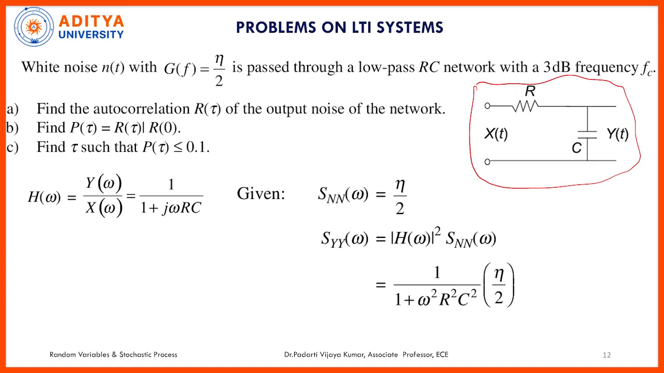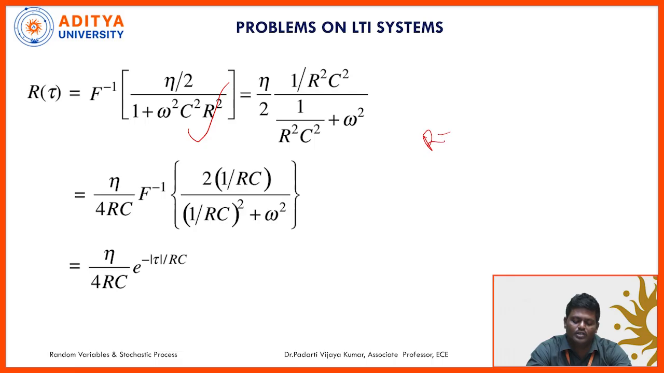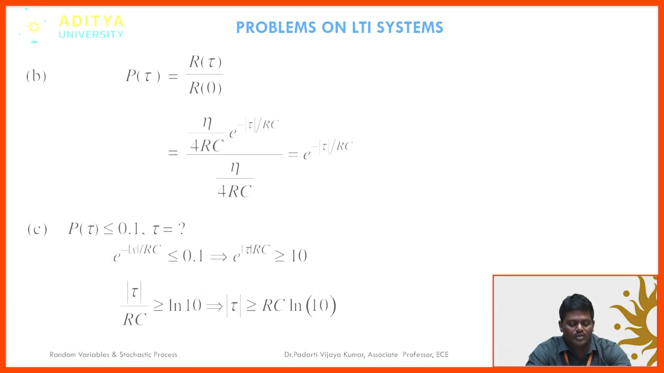Now, we are asked to compute the autocorrelation of the output noise and also the power and find tau. So, H of omega is equal to Y of omega by X of omega. We have seen this relation in the previous problem. The input power spectral density is given, and the output power spectral density will be something like this. The autocorrelation function is the inverse of the power spectral density. So, Ryy of tau is equal to the inverse Fourier transform of the power spectral density. Applying the inverse Fourier transform, we will get this one.